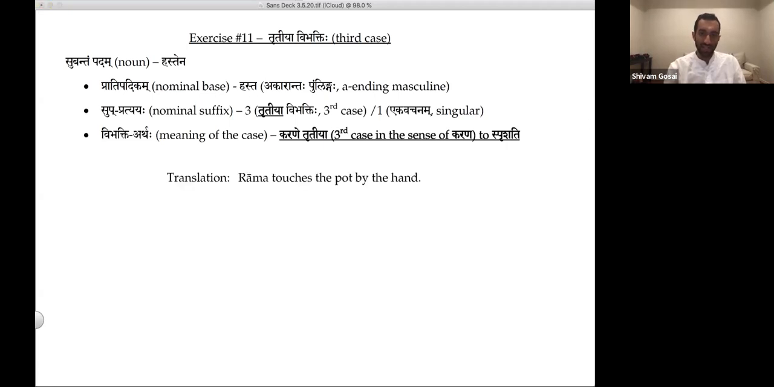So translation is Rama touches the pot by the hand. Ramaha hastena ghatam sprishati. Rama touches what? The pot. And he touches the pot with what? With his hand.